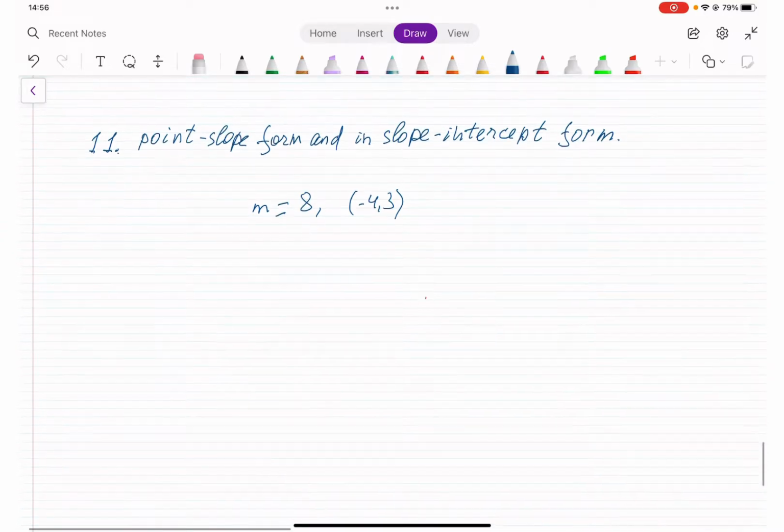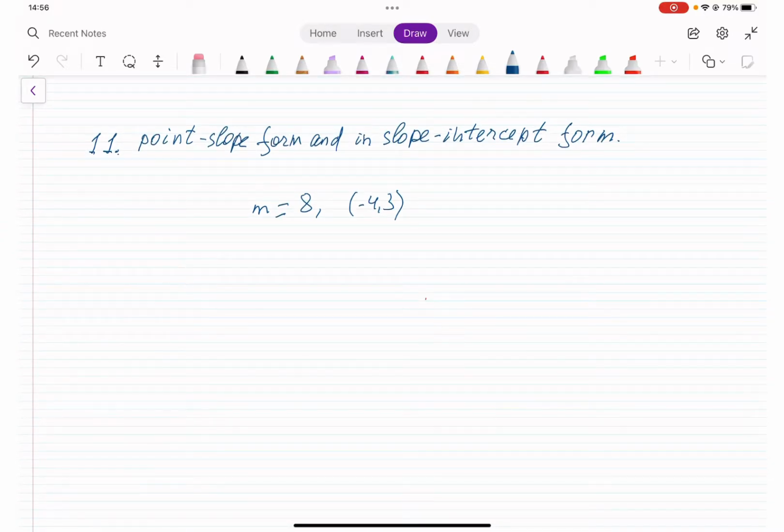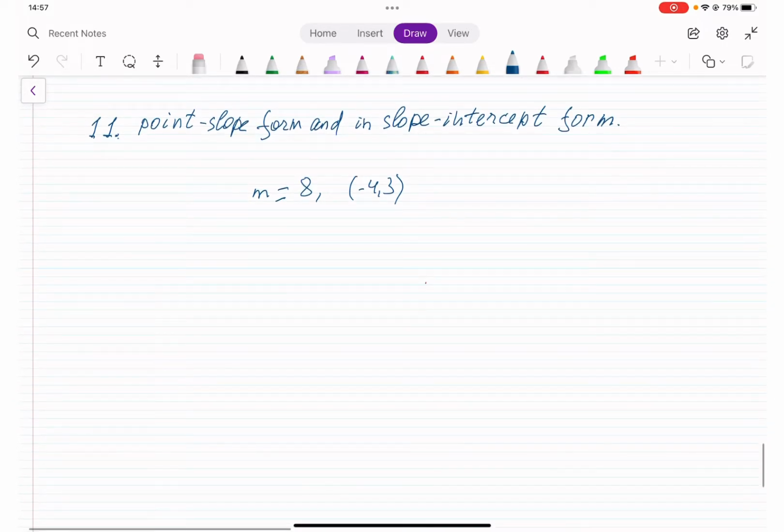Okay, we are continuing solving problems in the quiz 2, and in the previous video I recorded from 1 to 10, now from 11 to 20. We are given a slope of 8, and a graph going through the coordinate -4 and 3, and we need to write down the equation of that graph in the form of point slope and in the form of slope intercept. Let's start working.